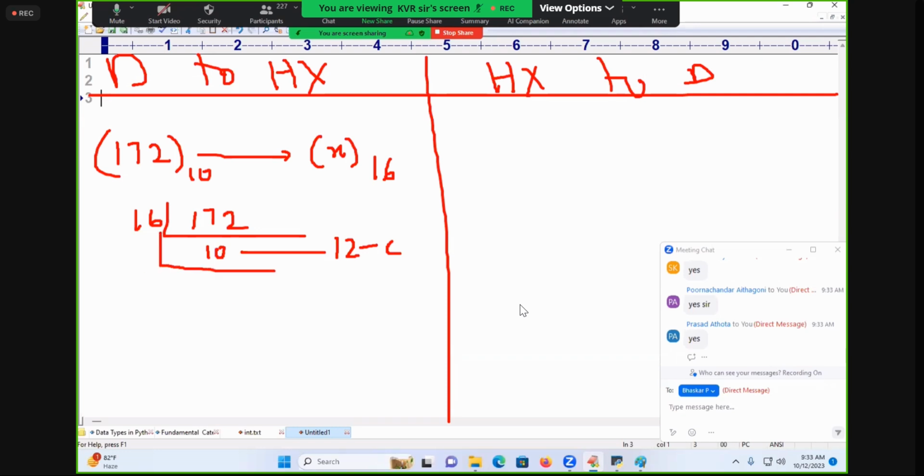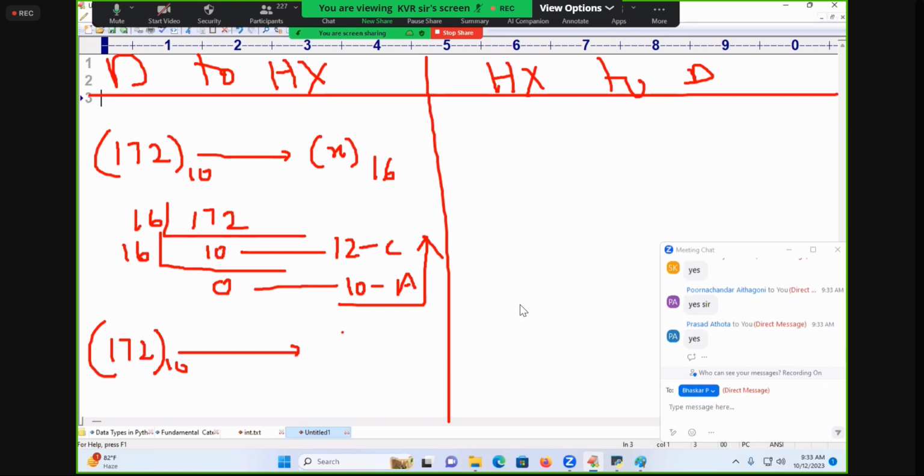Again, I will take it like this. What is this now? 16. What is this now? 0. What is coming? 10. What is this? A. What is my answer? AC. So hence 172 of base 10 is converted into AC of base 16. Got it or not?